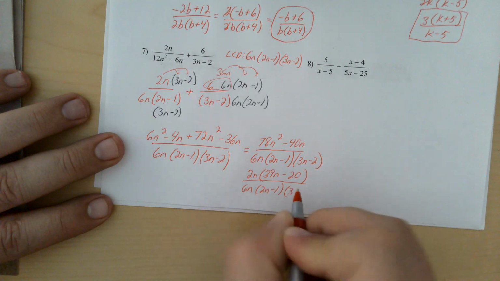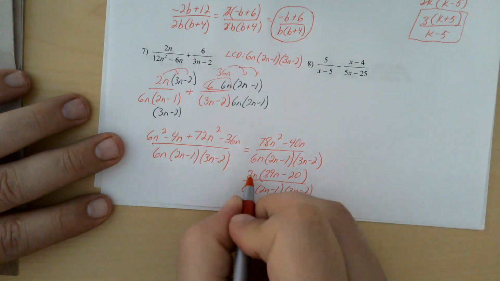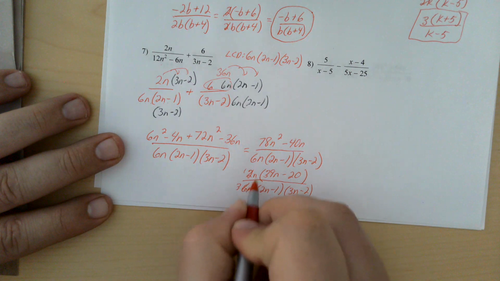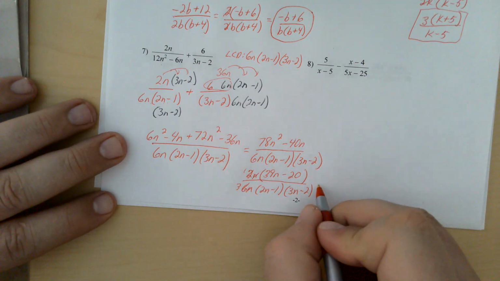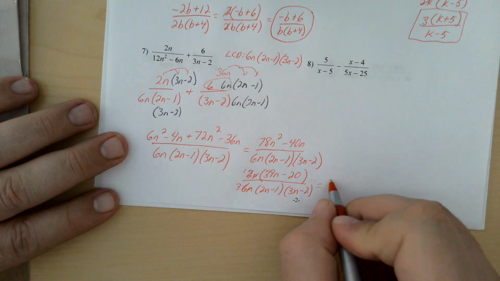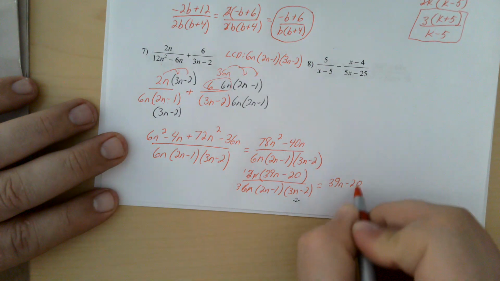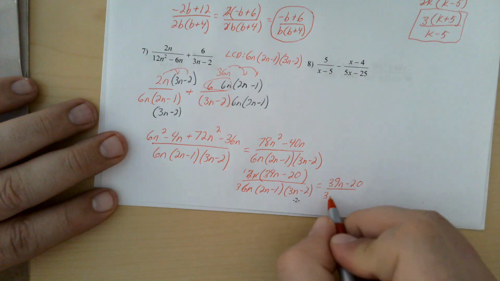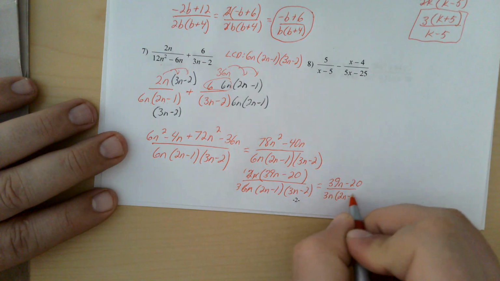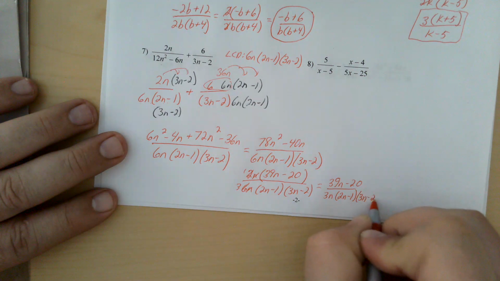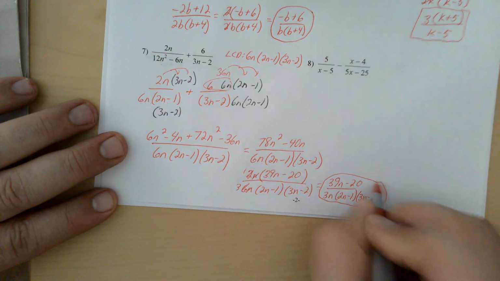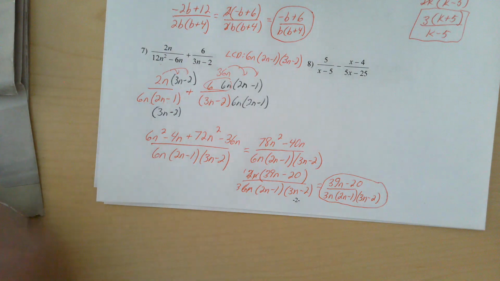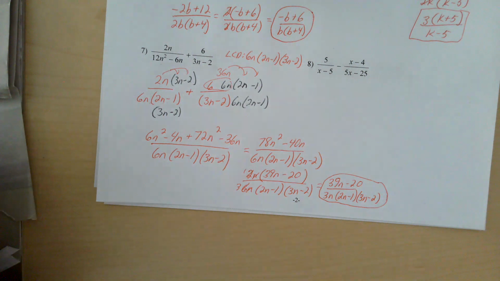And all we can do is we can reduce this 2 over 6 is going to be a 1/3, and the n's cancel out. Okay, so final answer. When all said and done, this is 39n minus 20. On the bottom, we have a 3n, 2n minus 1, 3n minus 2. Okay, not an easy problem. Okay, but that is your answer. That's all you have to do. And like I said, I'll let you know if you have to reduce.